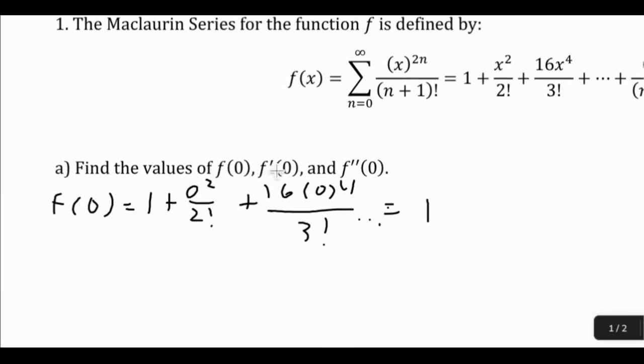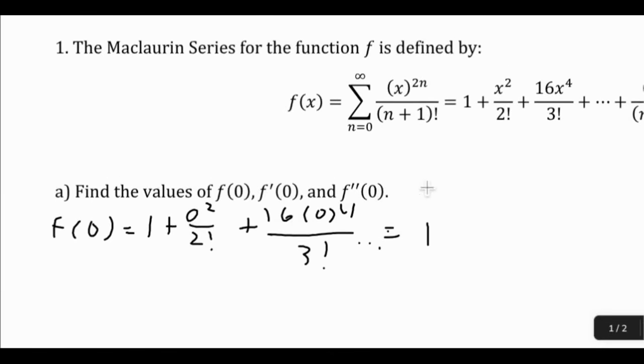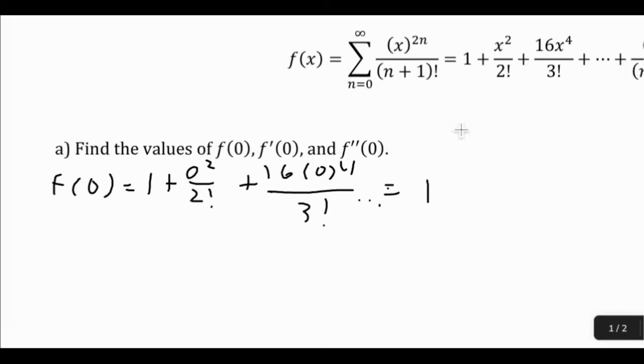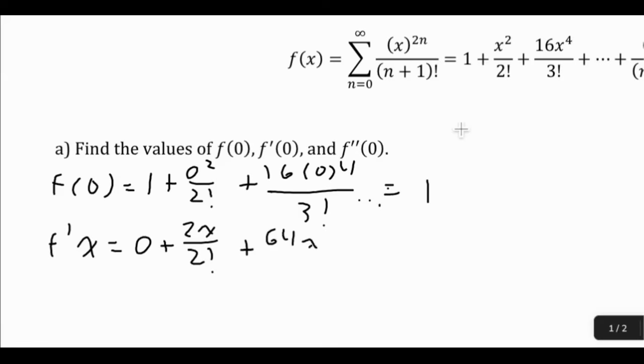Now, to find f prime of 0, we first have to find f prime of x. And this can be done by literally just taking the derivative of the first three terms. So let's go ahead and do that. We'll label f prime of x as the derivative of the first term, which is 1. So that's derivative of 1 is 0. And then it's just power rule from here on out. So 2x over 2 factorial plus 4 times 16 is 64, x cubed over 3 factorial, and so on.